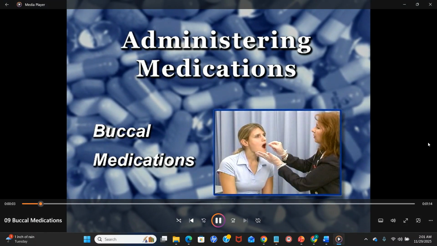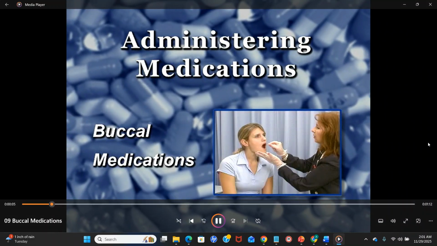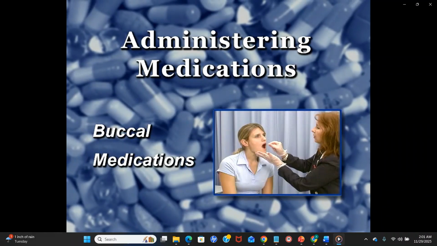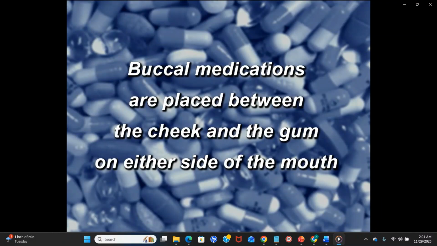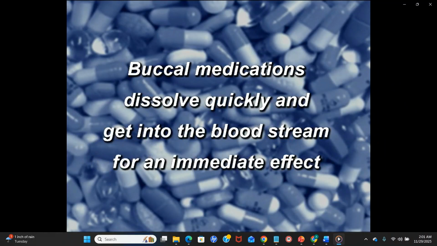Buccal medications are oral medications that are designed to be dissolved in the mouth. They are not to be swallowed whole. Buccal medications are placed between the cheek and the gum on either side of the mouth. They dissolve quickly and get into the bloodstream for an immediate effect.